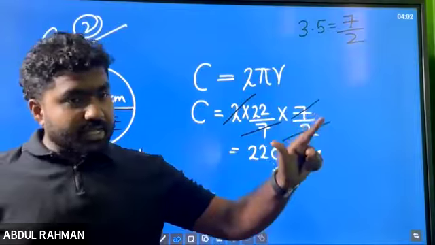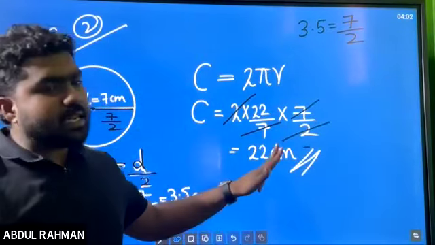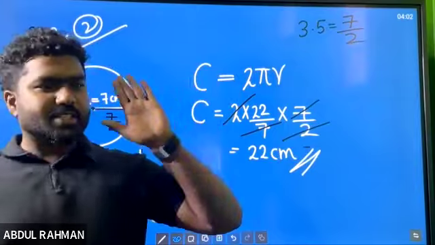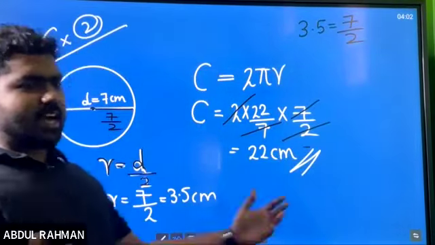What is a circumference? What is the difference between radius and the diameter? And how to do the calculation and how to find out the circumference of a semicircle. These things are more than enough to tackle a very hard question also.